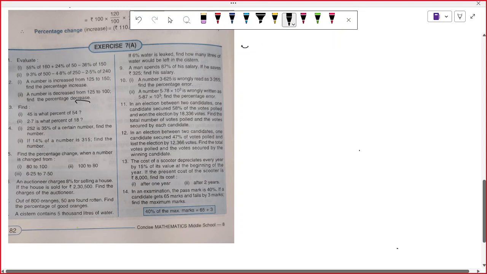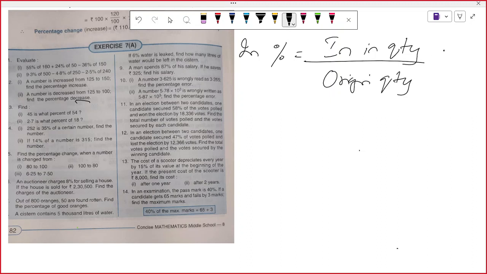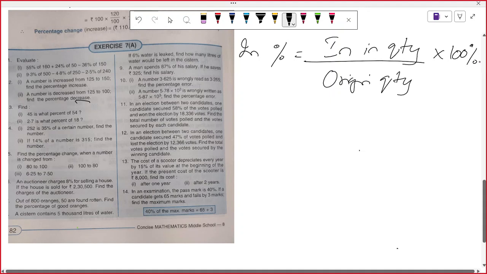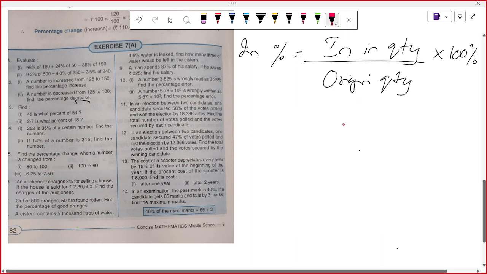According to that formula, what is percentage increase? Increase in quantity divided by original quantity, into 100%. Write down this formula; I'll teach you according to this formula. Increase in quantity divided by original quantity. Now we need two values, right? Increase in quantity divided by original quantity.